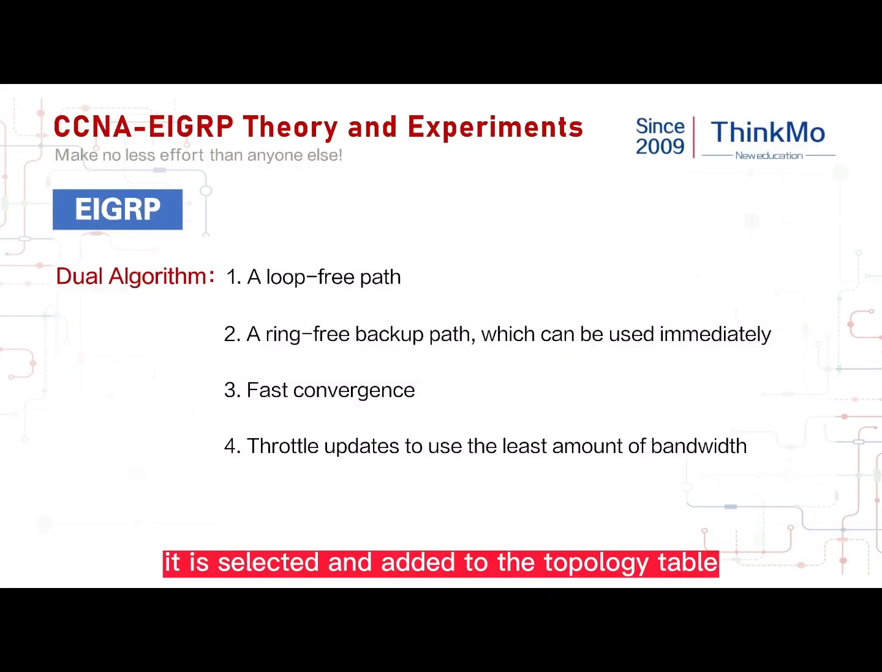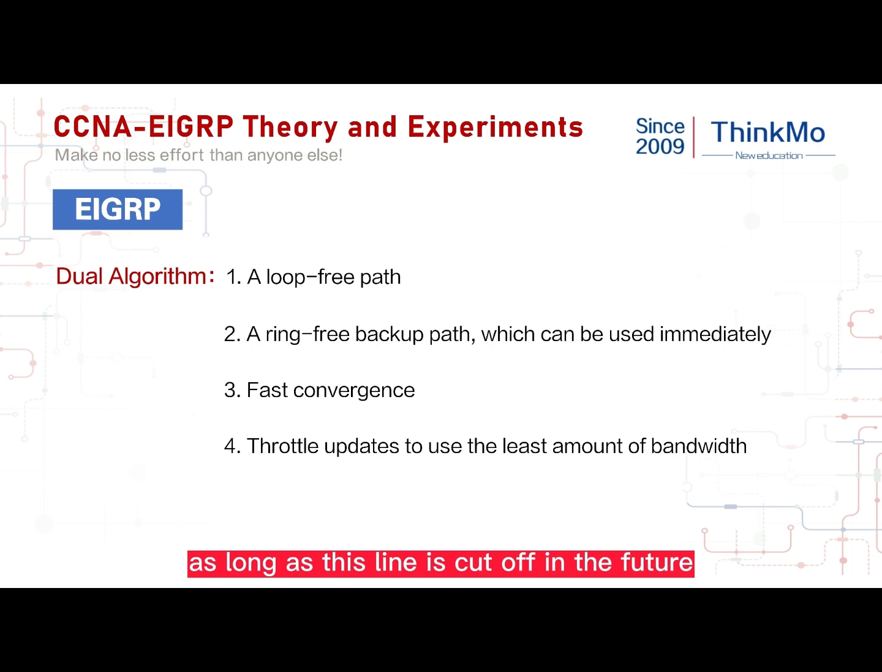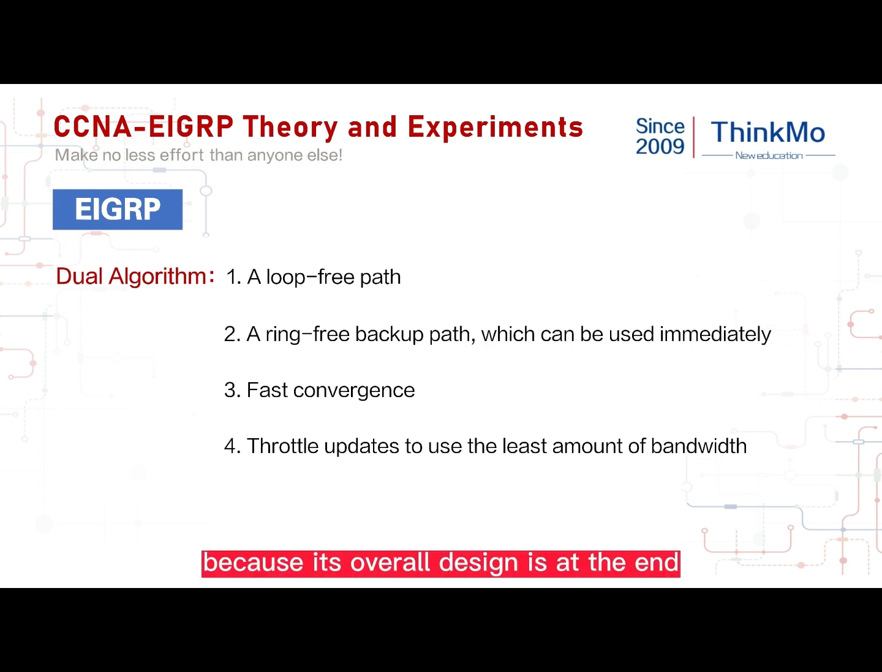It is selected and added to the topology table. As long as this line is cut off in the future, this line can start forwarding immediately. This is where EIGRP is very powerful. OSPF cannot do this. How to meet the conditions? This has to wait till the end, because its overall design is at the end.